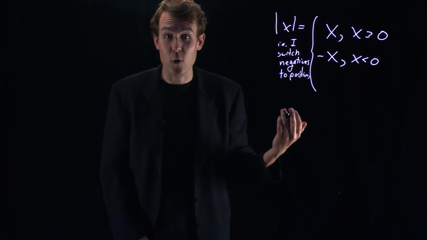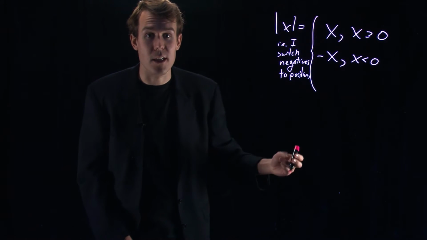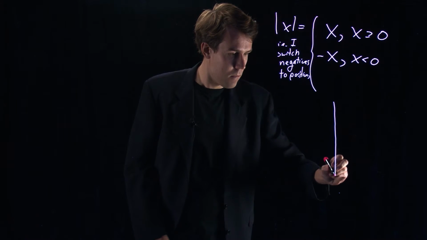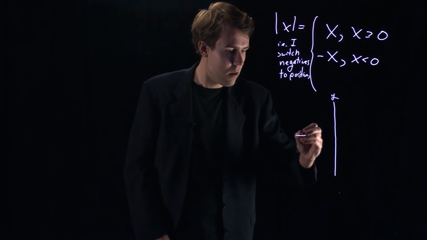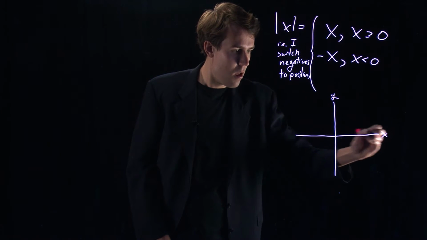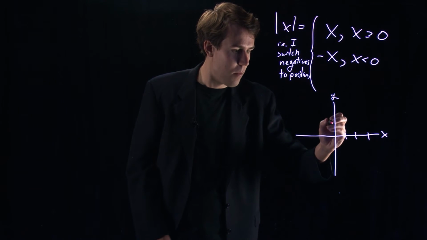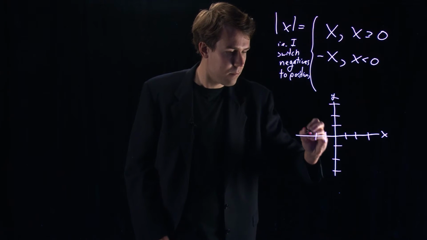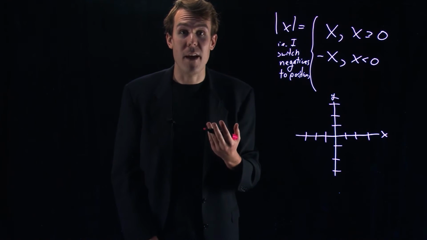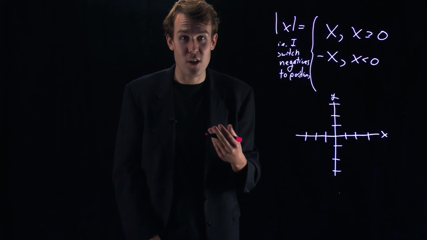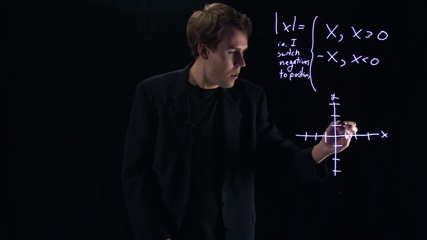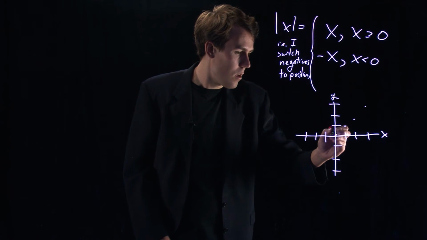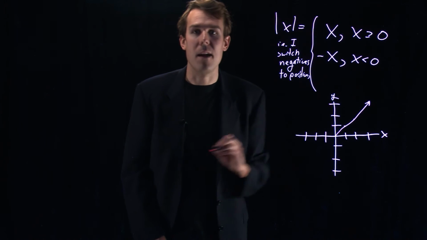We can also think of it pictorially. We can try to plot this function in the Cartesian plane. So I'll draw a pair of axes, and a few hash marks to help my plotting. For positive values of x, it looks just like the function f of x equals x. So the absolute value of 1 is 1, the absolute value of 2 is 2, 3 is 3. So over here, I just get a nice line.